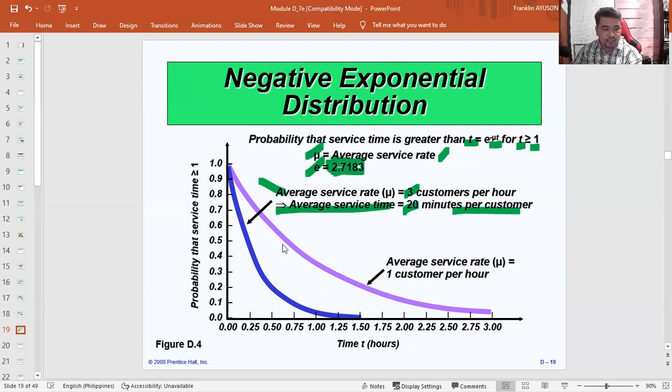So in this case, the average service rate pertains to the blue line. So ibig sabihin, our time in hours, and the average service rate, 1 customer per hour at 3. So 3, 20 minutes per customer.